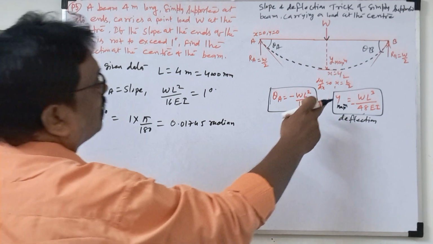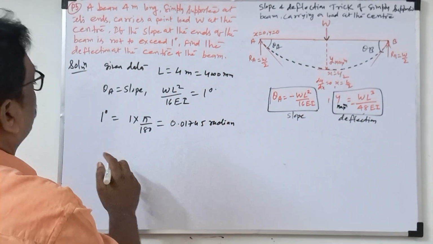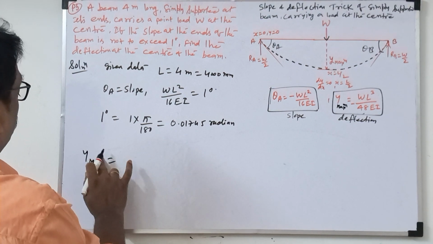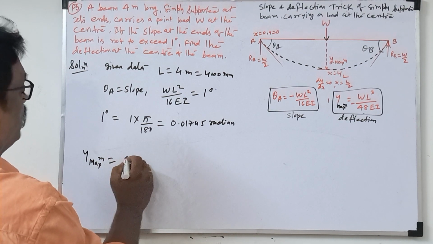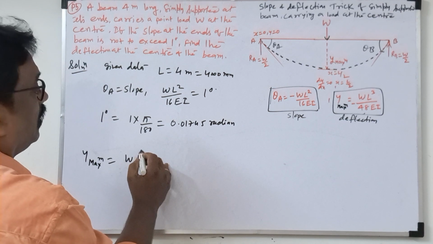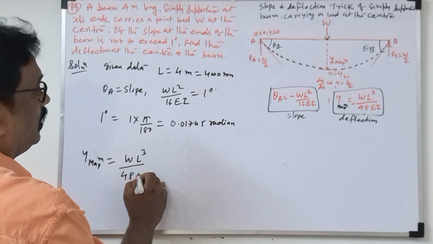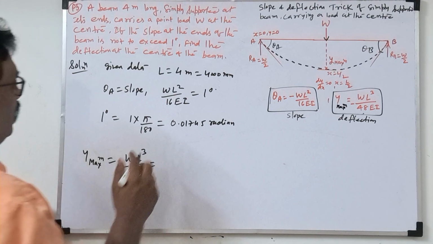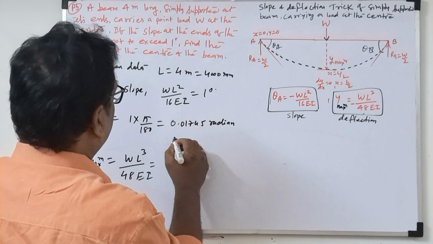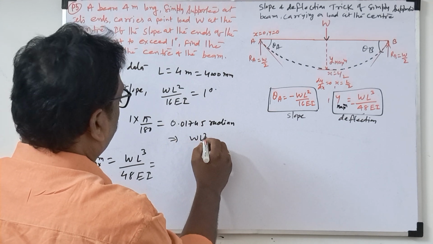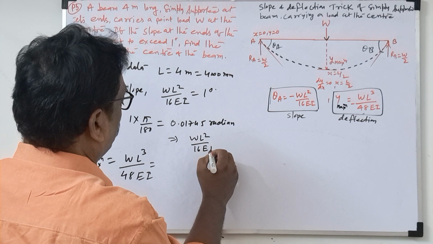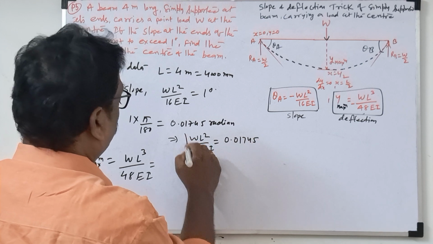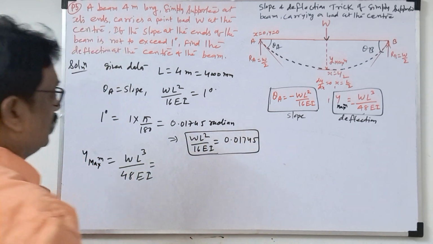Now what are they asking? They're asking for the deflection at the center, so y maximum, or deflection at the center. What is the formula? First we'll write the formula. This is y maximum equals WL cube by 48 EI. Now what is the slope we are seeing here? This slope we are getting, WL square by 16 EI, is equal to 0.01745. We know this is the given in the question.